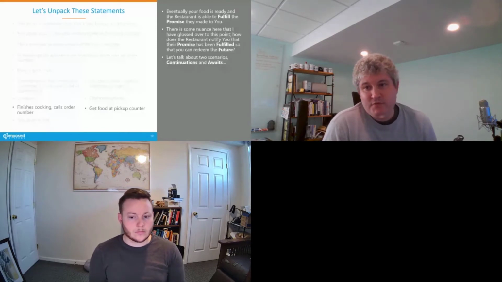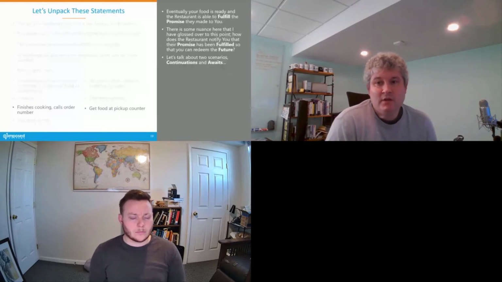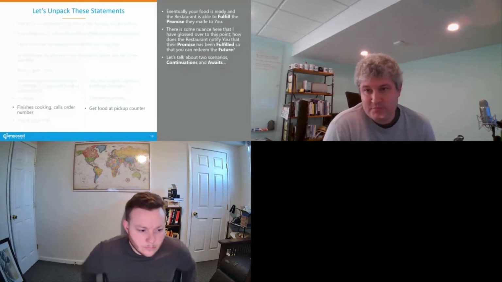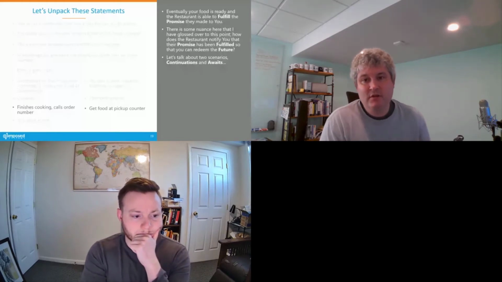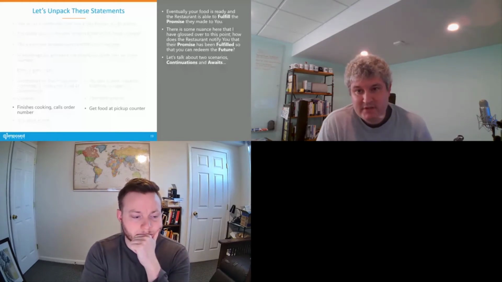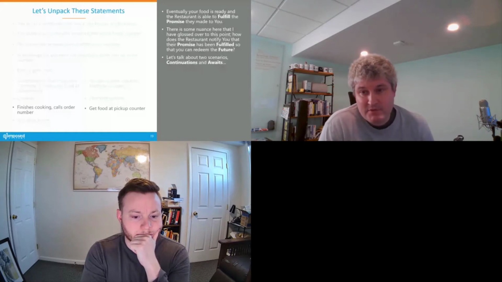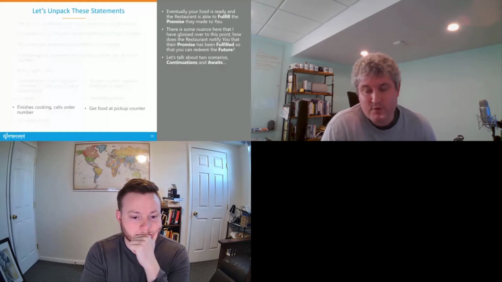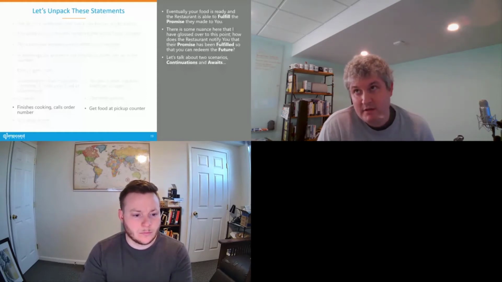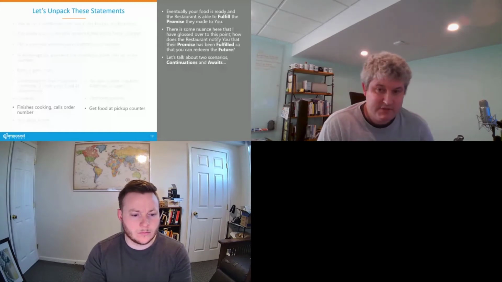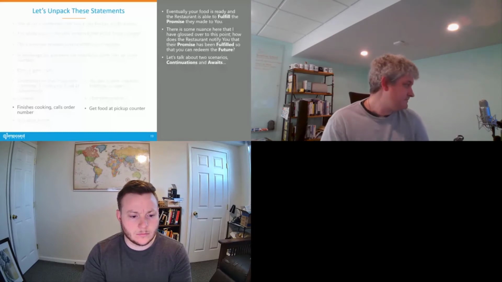So eventually the food is ready, right? The kitchen finishes, and they call my order number. So that means that it's time for the kitchen to fulfill the promise and for me to go and cash in my future. But there is a bit of nuance here that I haven't really talked in depth about. How does the restaurant notify you or me that their promise has been fulfilled so that you can redeem the future? And there's a couple ways to do it. And I'm going to talk about two scenarios. One is continuations and one is called awaits.